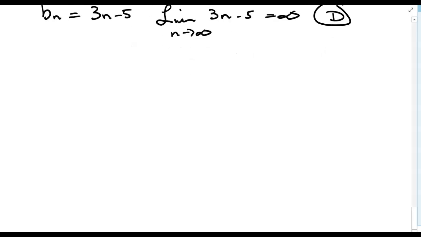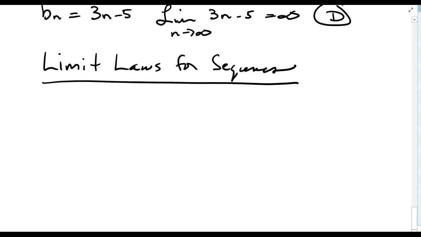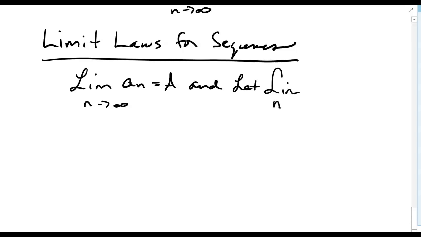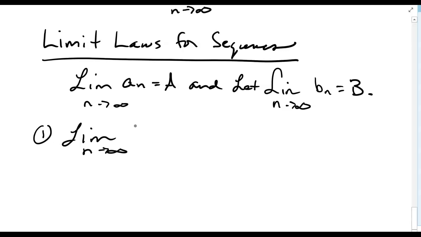And from this, some simple laws come up that are very much like our general limit laws, but we have limit laws for sequences. So for your limit laws for sequences, let's suppose we have the limit as n goes to infinity of a sub n equals a, and let the limit as n goes to infinity of b sub n equal b. So here are some simple laws that can help you in solving some of these. If you're adding or subtracting two sequences together, the limit of the sum or difference of two sequences is just going to be their limits added or subtracted together.